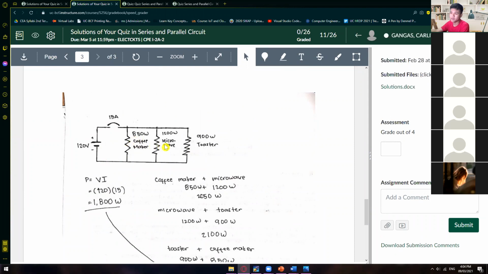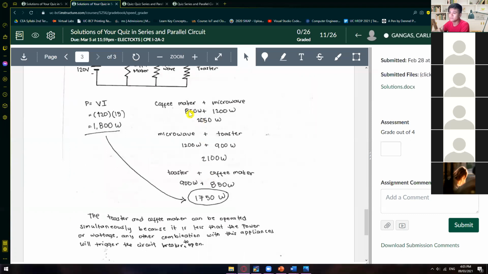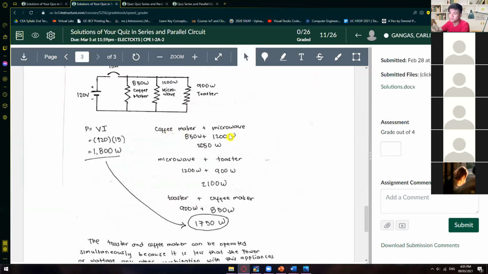So we have here 850 watts, 1200, and then 900 watts. And if you're going to get the total power, it can only provide up to 1,800 watts. That's the limitation of the current and the voltage that it is providing. So in here, you have to do a combination of appliances. It's trial and error. If you combine the coffee maker and microwave at the same time, you'll get 2,050 watts. So this is a no-no already. We cannot run those two appliances simultaneously because it's more than the power that we initially have.